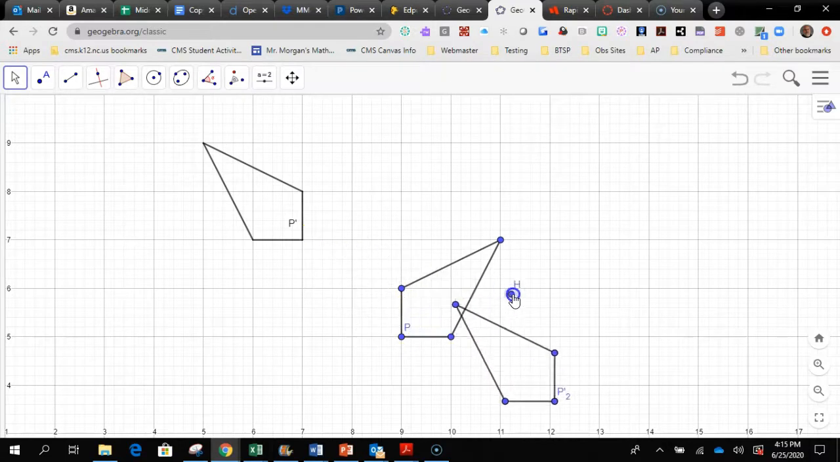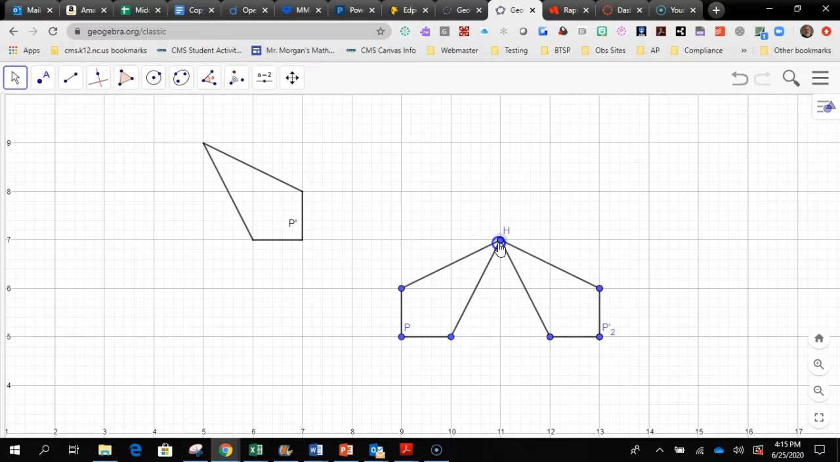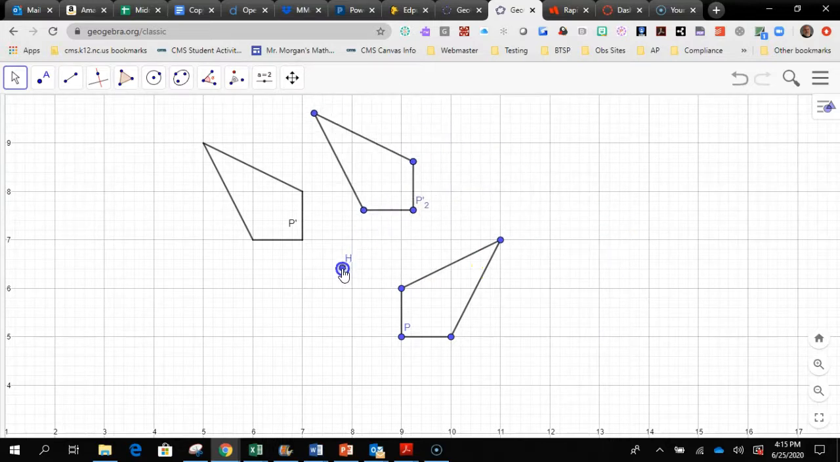What if I went the other way? So if I went over here, let's see if we could, oh, if I did it around that, but look at that. So it'd be reflecting in that way. So that kind of gives you some ideas, some things to think about.